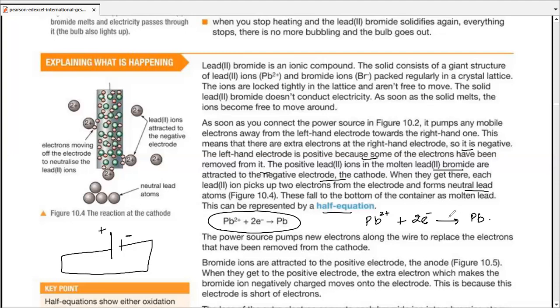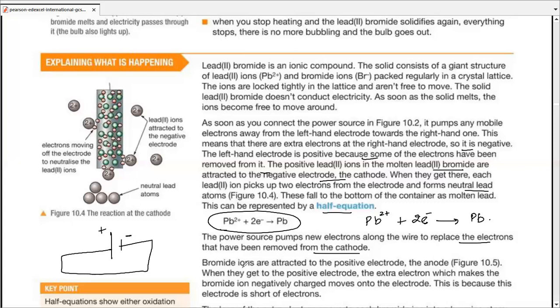With the negative ions, it's going to be a little bit different. The power source pumps new electrons along the wire to replace the electrons that have been removed from the cathode, or we can say gained by this positive ion to become neutral.